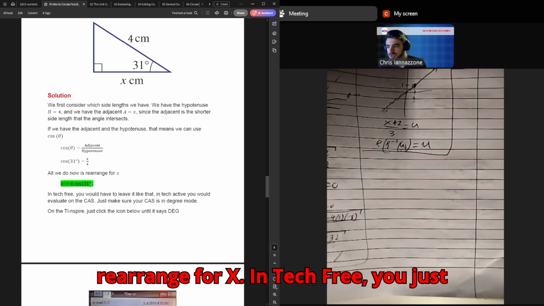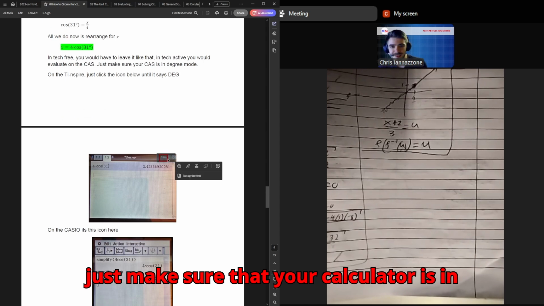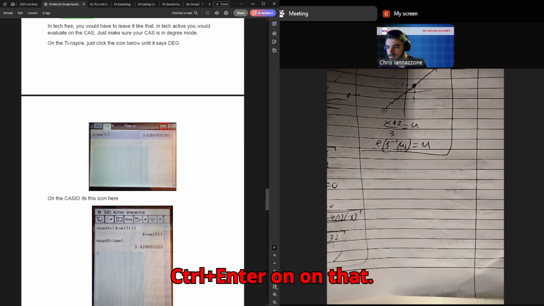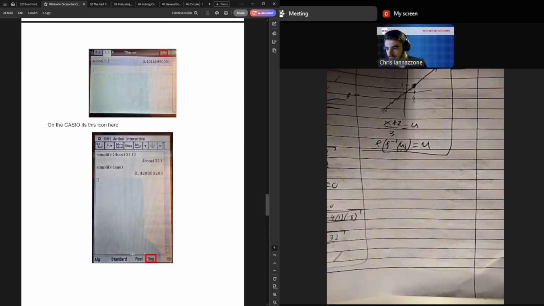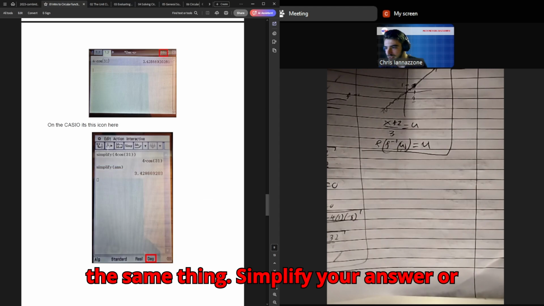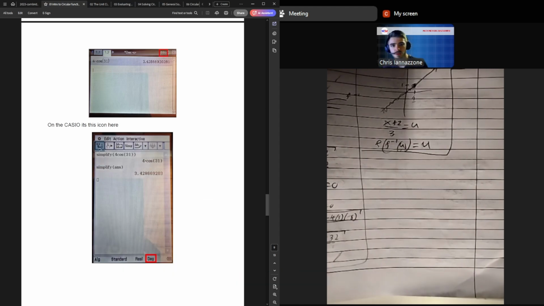In Tech Free, you just leave it like this. In Tech Active, you just make sure that your calculator is in degree mode and you just hit Control Enter on that. On Casio, it's down here. And again, it's the same thing. Simplify your answer or just hit this decimal button here. I believe both work.